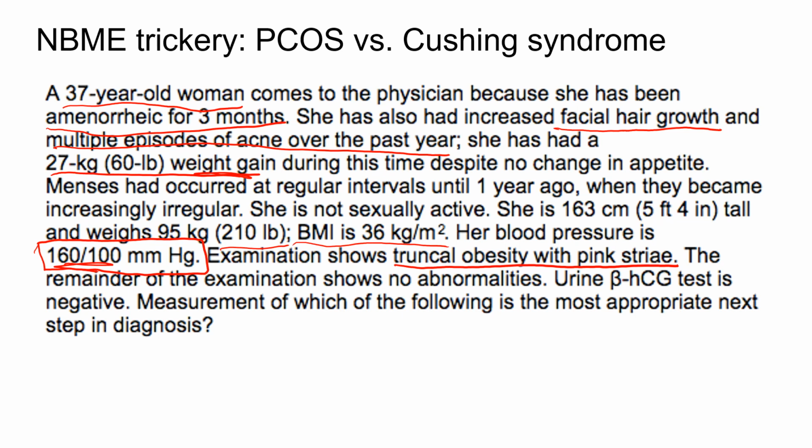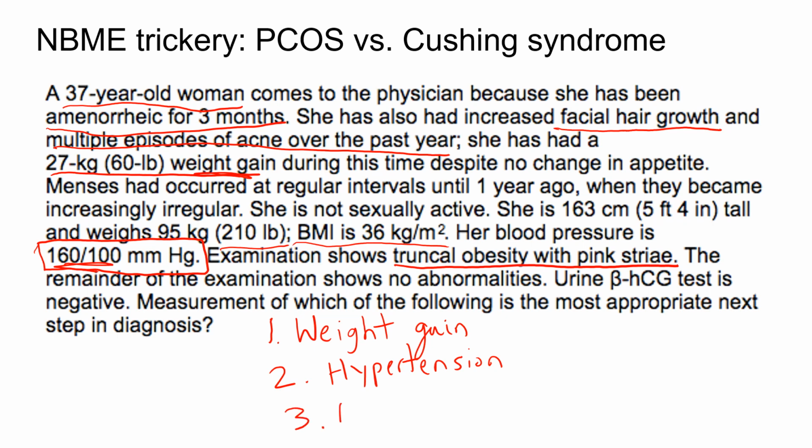So nothing else really to go through in this question, but I guess just to highlight some things that'll be more for Cushing syndrome rather than PCOS. First is weight gain. Second, hypertension. And third, abdominal striae. So those are three aspects of the presentation that should make you think more towards Cushing's than PCOS.